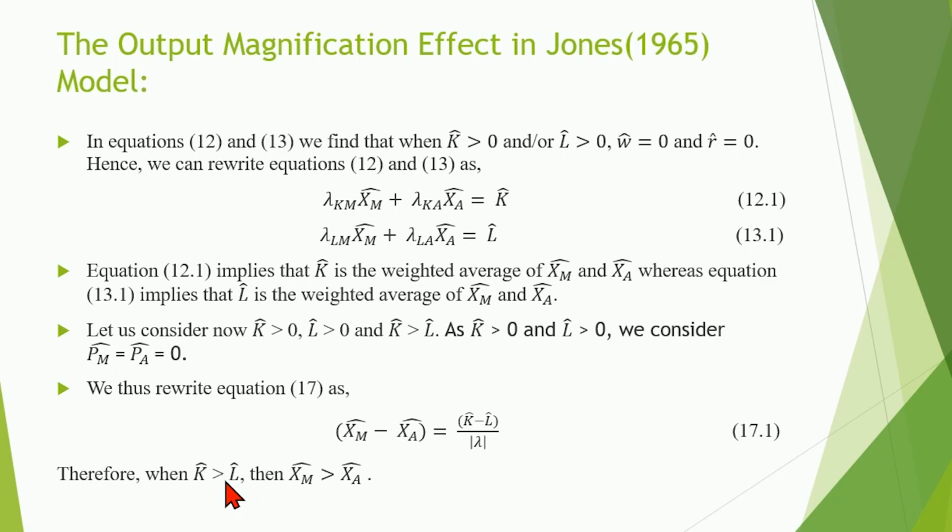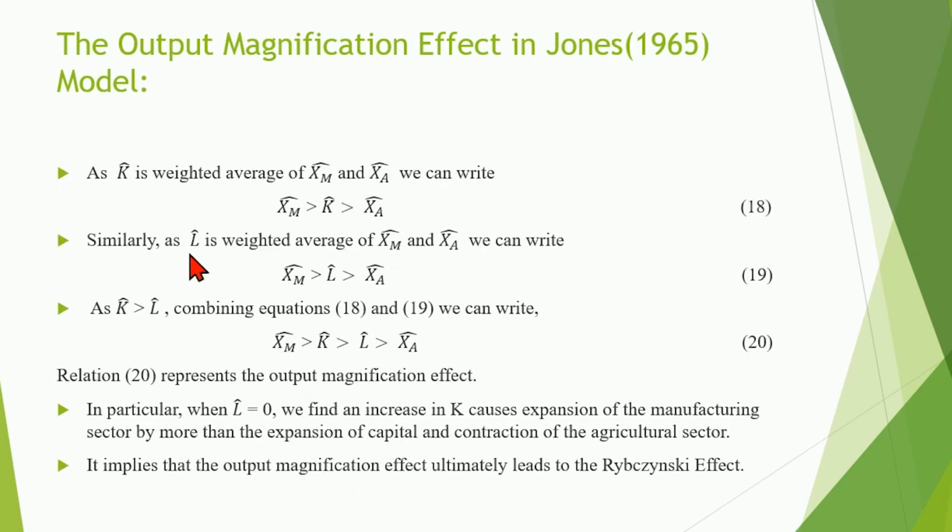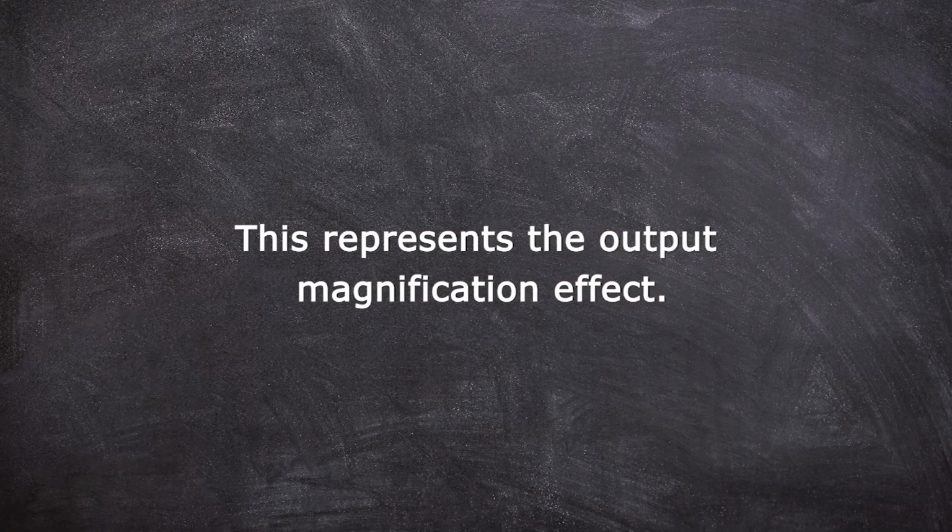So, when k hat is greater than l hat, xm hat is greater than xa hat. Now, k hat is the weighted average of xm hat and xa hat, so k hat lies between xm hat and xa hat. Similarly, l hat is also a weighted average of xm hat and xa hat. Therefore, for the condition k hat greater than l hat, we get xm hat greater than k hat greater than l hat greater than xa hat. So, this represents the output magnification effect.